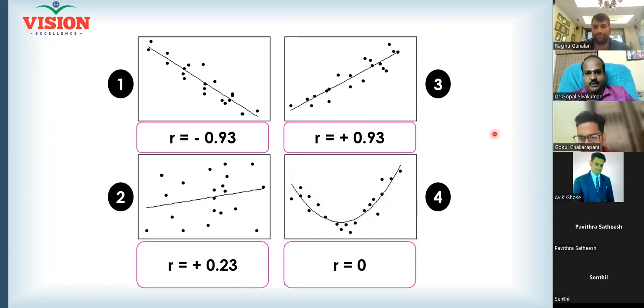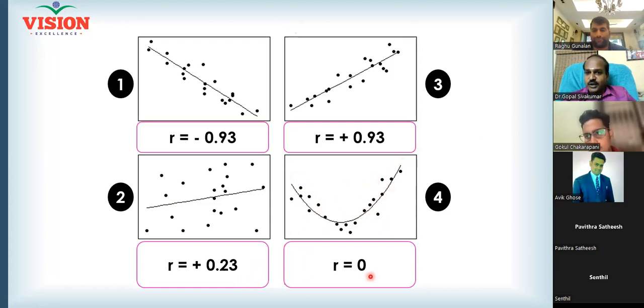Avik Ghosh's statement is wrong. You can't say no relation. You can only say no correlation, because correlation measures the strength of a linear relationship. Linear relationship is absent, but a curvilinear relationship is present. Do you understand? Yes.